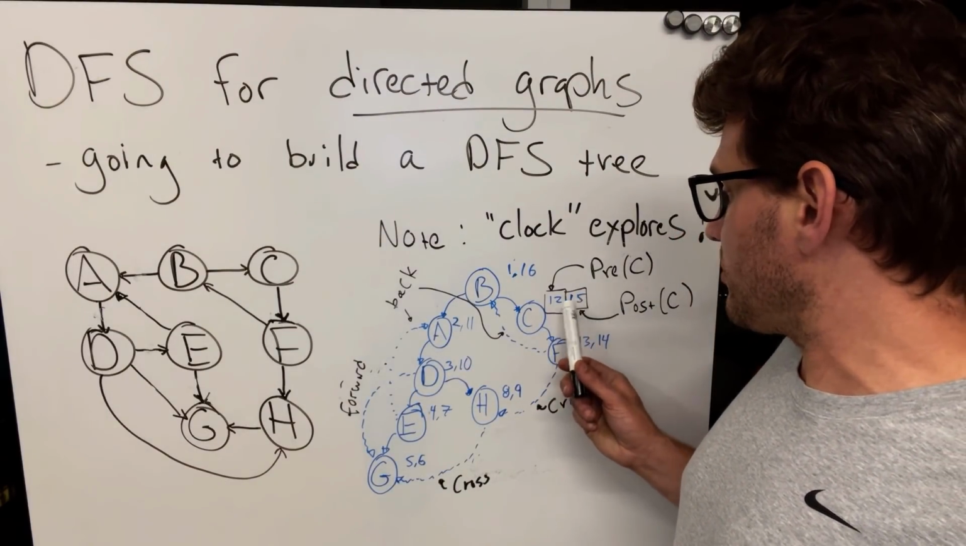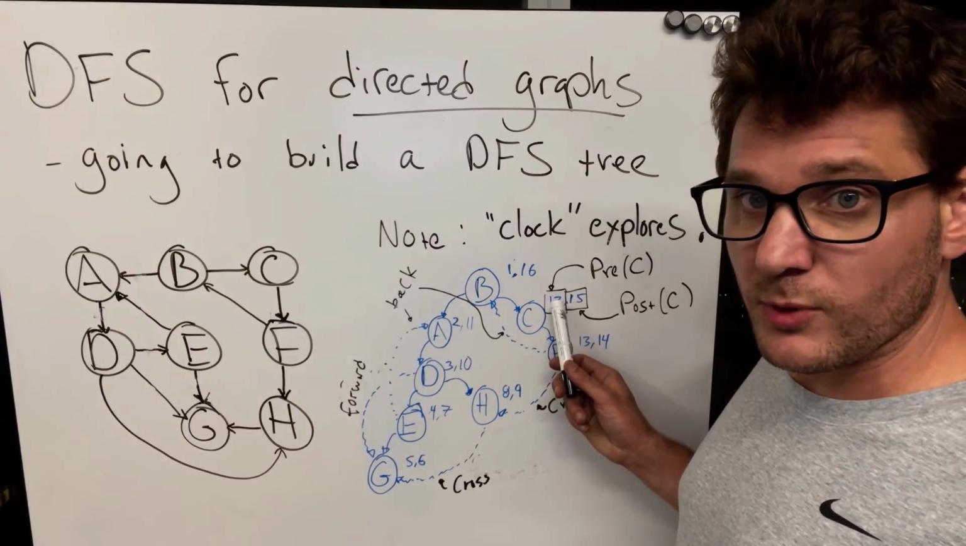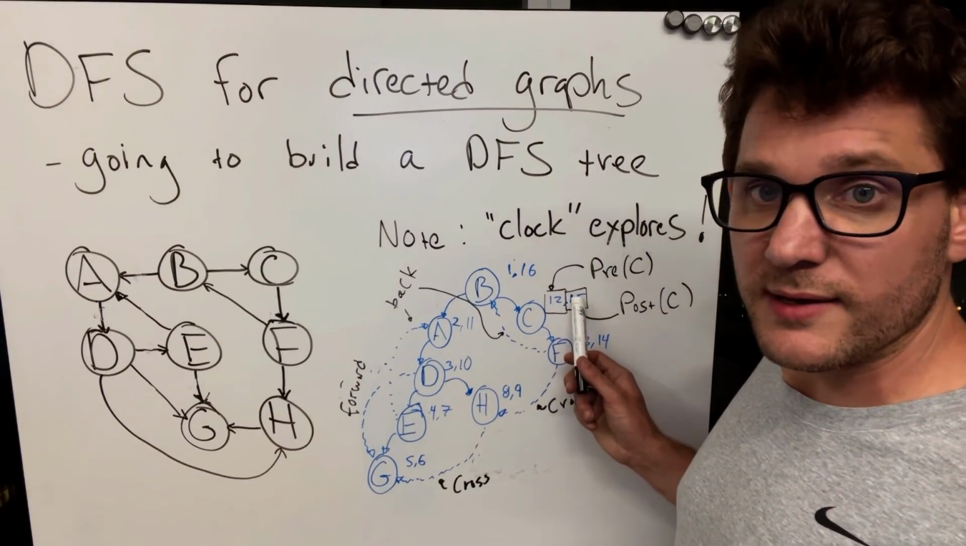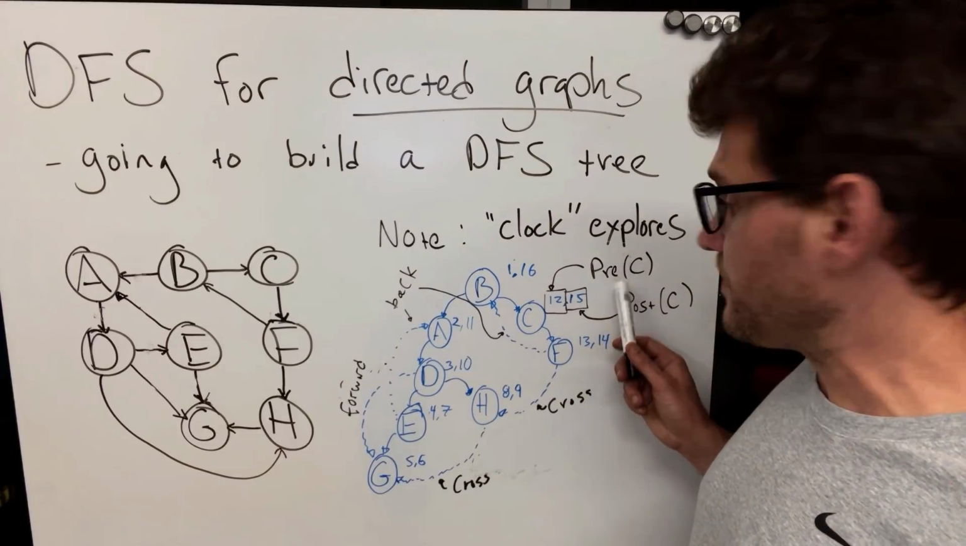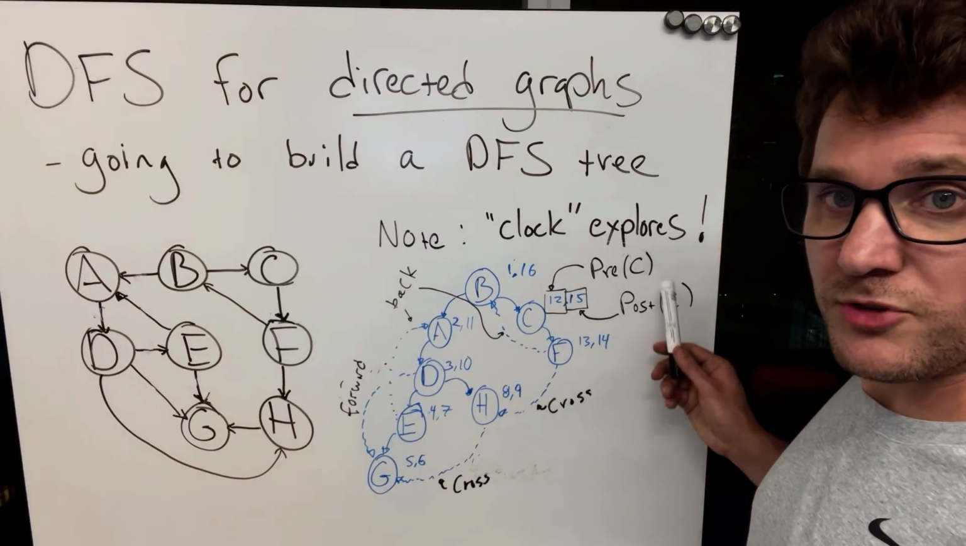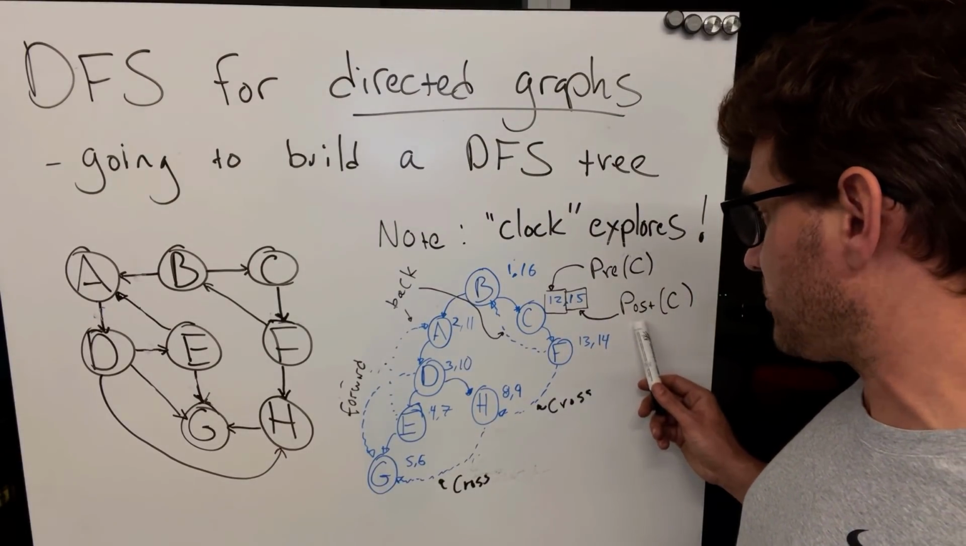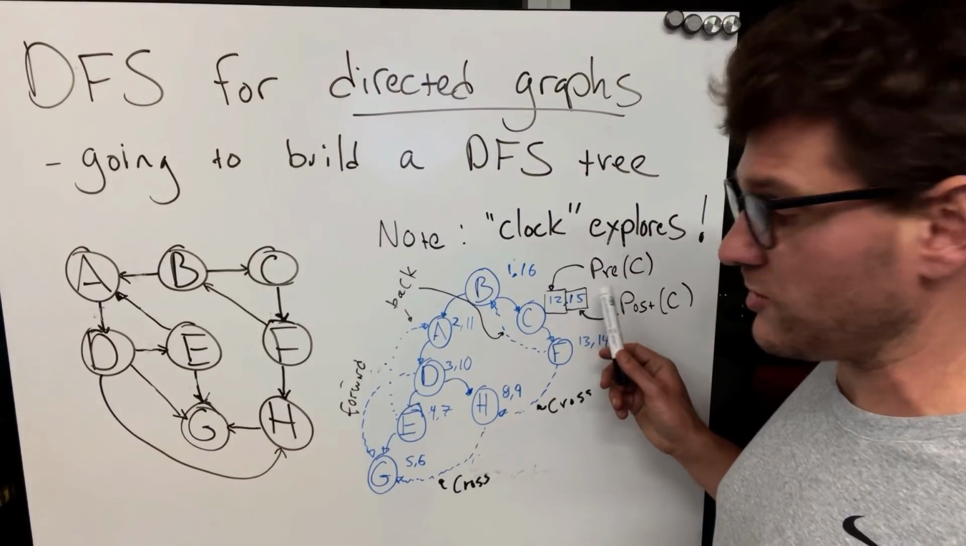Notice that we wrote down these two numbers. For example, for node C, we started exploring C at 12 and we stopped exploring it at clock time 15. Let's call this first number pre of C and this second number post of C. We're just going to use this terminology, pre of C and post of C, when I started exploring it and when I finished exploring it.